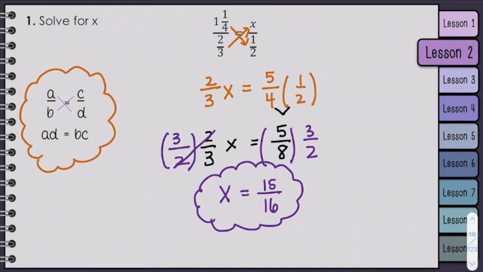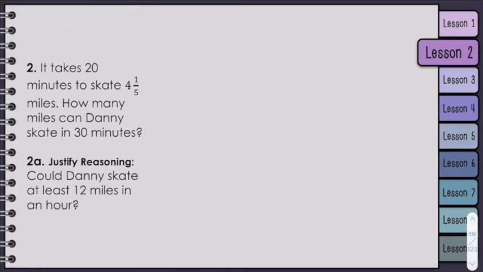All right, let's try number 2. So number 2, we have a word problem. So here we have to pull out our information and still set up our proportional relationship and our proportion so we can solve it. So we have it takes 20 minutes to skate 4 1/5 miles. How many miles can Danny skate in 30 minutes? So I'm going to stick with my time. They're in the same color. And then I'm going to justify, could Danny skate at least 12 miles in an hour? And we're going to see if that's so.